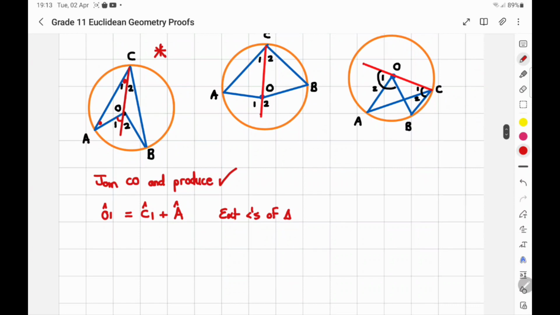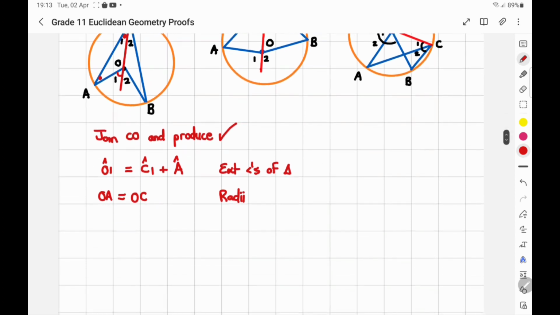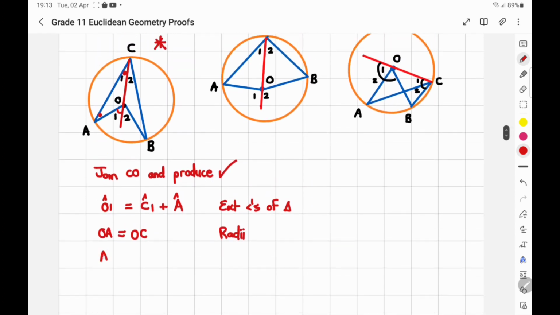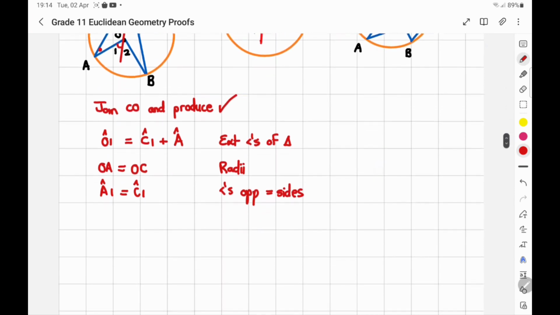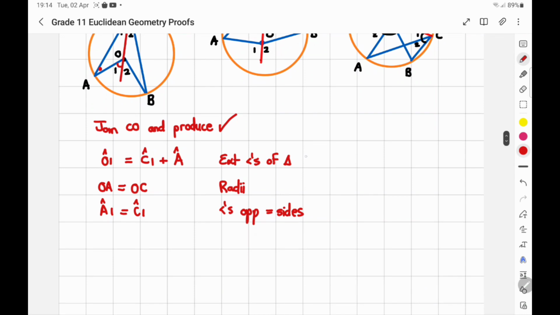Now for the next thing, we're going to say that OA is equal to OC because they are radii. And then lastly, A1 is equal to C1 because of angles opposite equal sides. Oopsie, sorry. Angles opposite equal sides. You're going to get a mark for over here, and this one sort of goes hand in hand. You first have to say they're radii, so that's angles opposite equal sides.